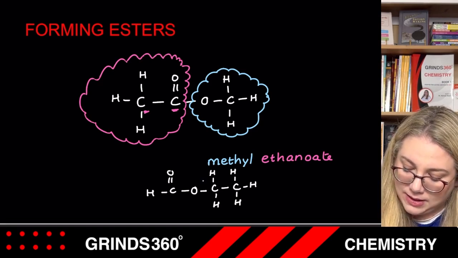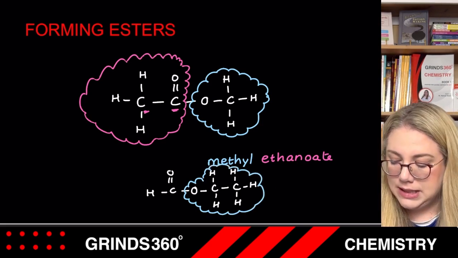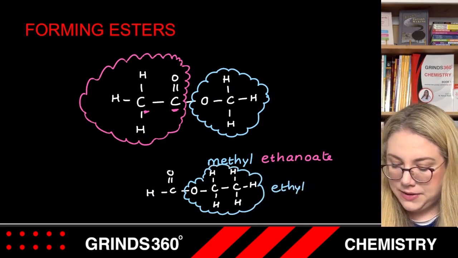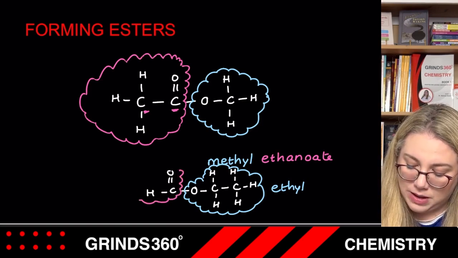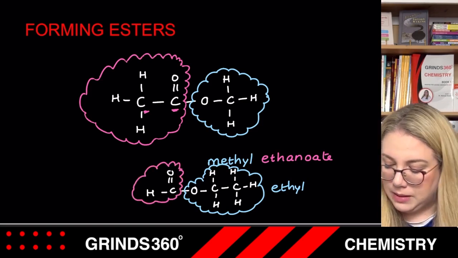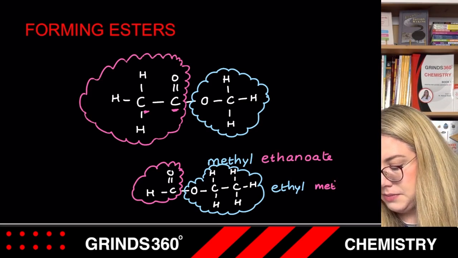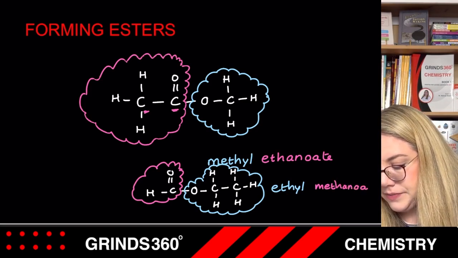And this ester, circle the bit that came from the alcohol. It's this bit here with the single bond to the oxygen. That would be ethyl. And the bit that came from the carboxylic acid is the bit with the C double bond O. It has 1 carbon, so it will be ethyl methanoate.